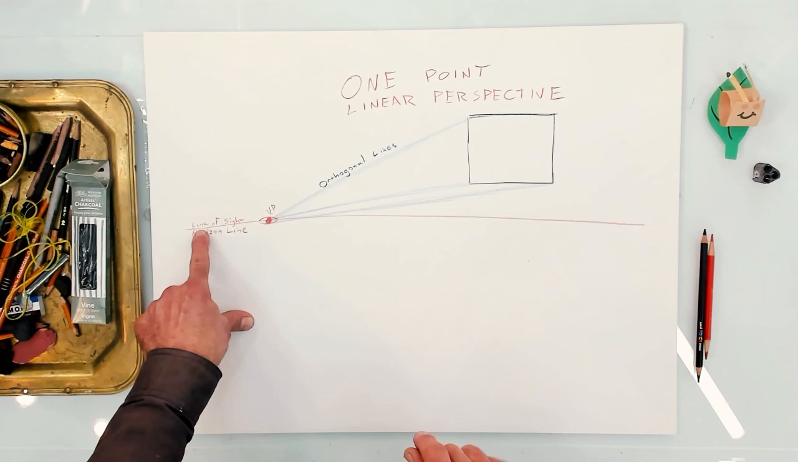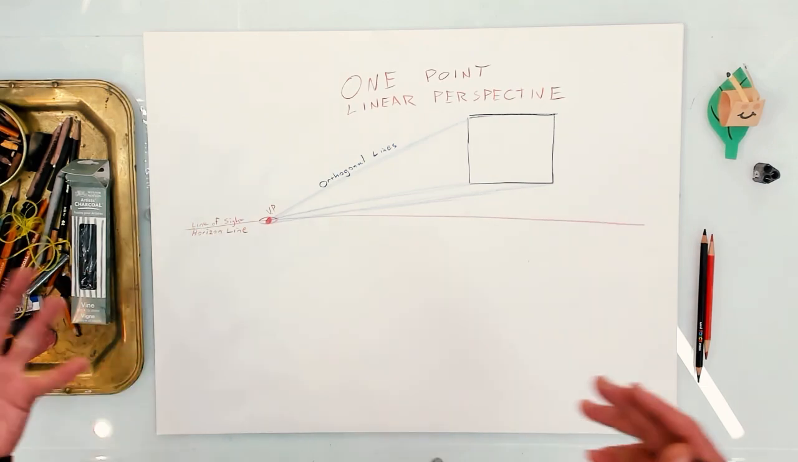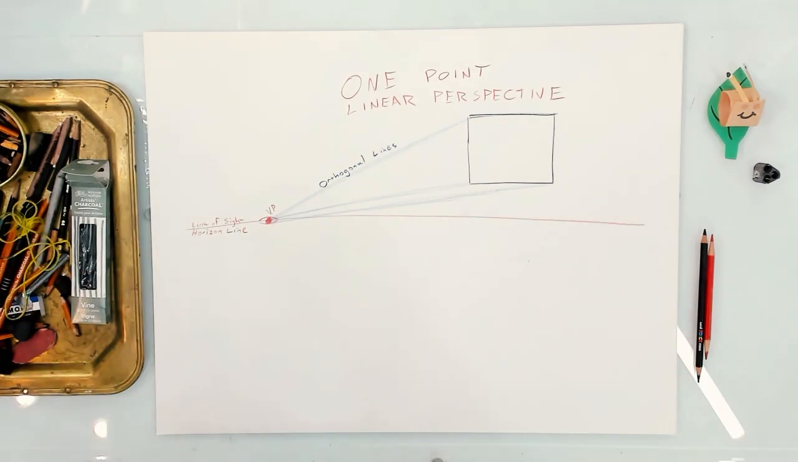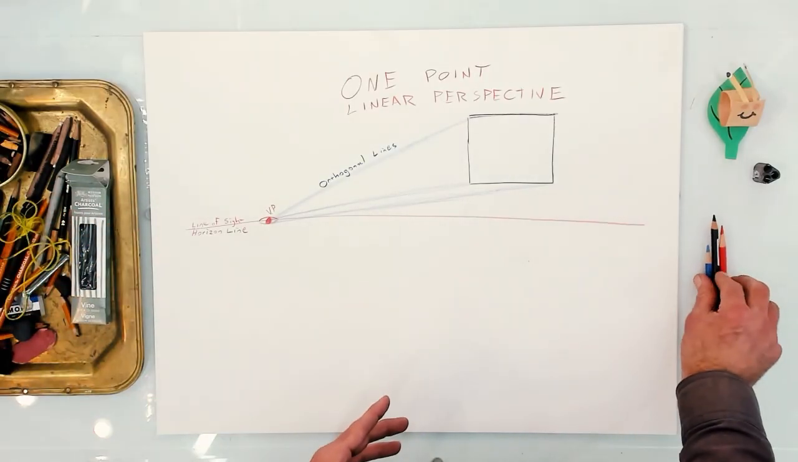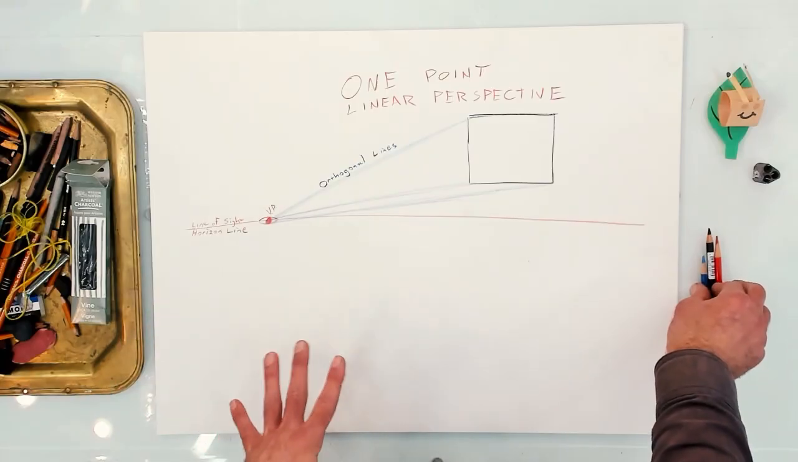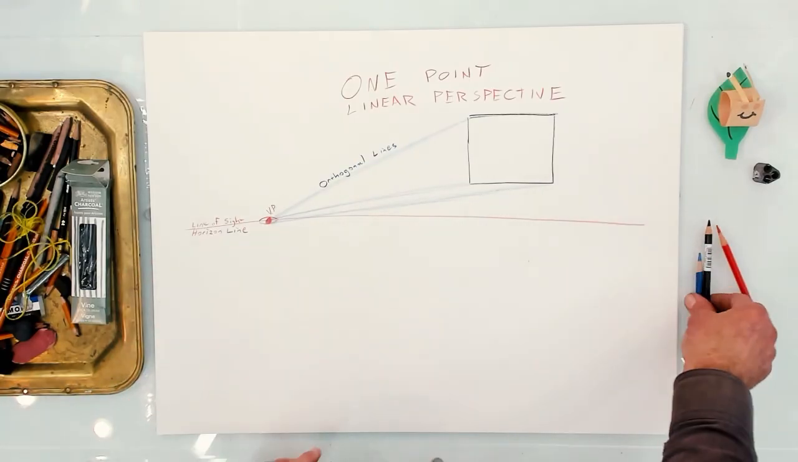So I like the term line of sight instead of horizon line because you don't always see the horizon. If you're looking straight up, you can do a 1 point linear perspective drawing. If you're looking straight down into the center of Earth, if you're out in a spaceship, you could do a 1 point linear perspective drawing. You don't always see the horizon. So that's the point.